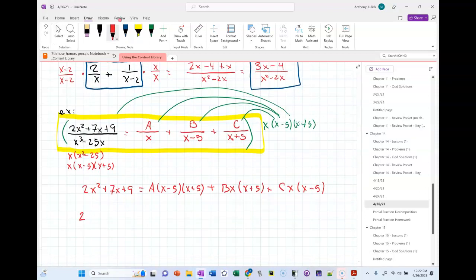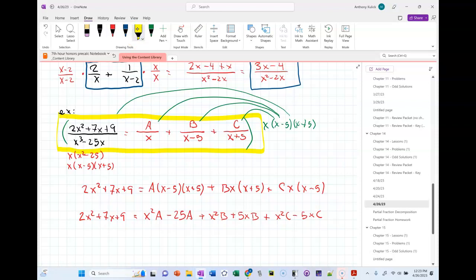Okay. What I'm going to do now is multiply out everything on the left-hand side. So I have x squared times A minus 25 times A, plus x squared times B plus 5x times B, plus x squared times C minus 5x times C. So far, so good?